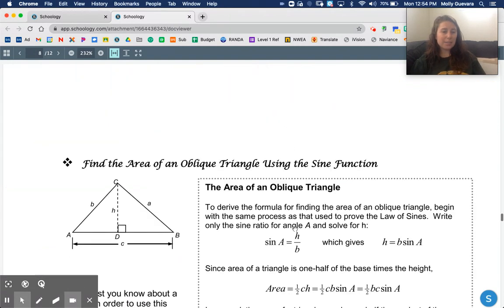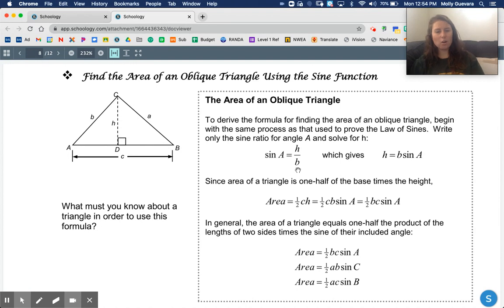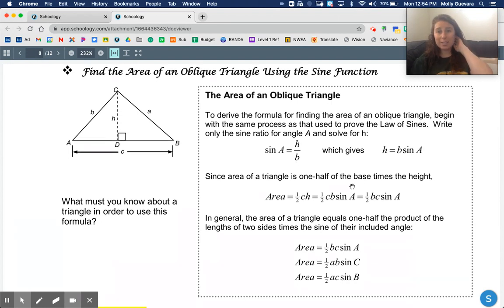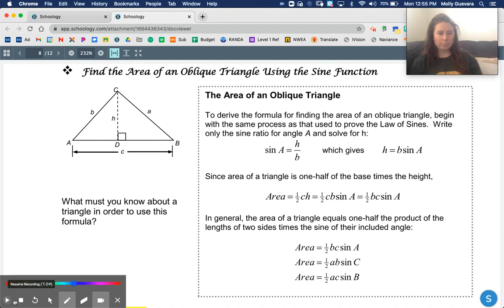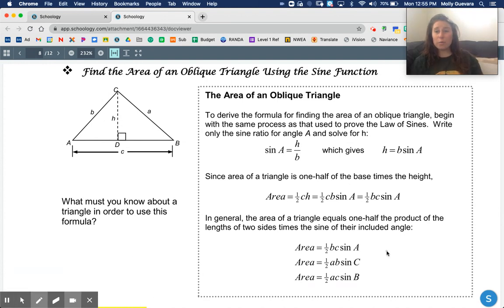All right, almost the last thing we're gonna look at here is finding the area of an oblique triangle by using sine. Again, we're not gonna worry about deriving the formula. In an oblique triangle, I can't use base times height divided by 2 because I don't have a height. Typically, I don't have the height given to me because it's not a right triangle.